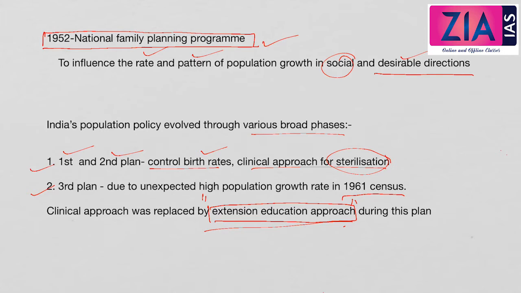The clinical approach was taken in the first and second plans, but we were still seeing unexpected high population growth in the 1961 census. So the government replaced the clinical approach with the extension education approach. Let's see what this extension education approach is.